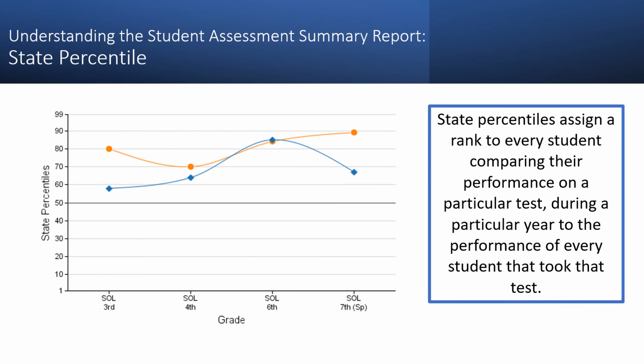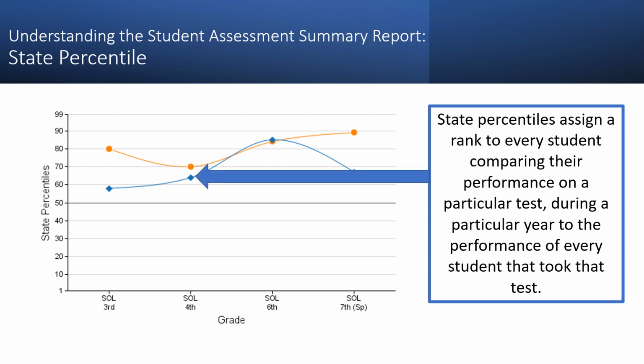To understand the line graph, we will need to understand the state percentile. The state percentile is represented on the graph in 1 through 99 on the axis that is labeled state percentile. What is a state percentile? It assigns rank to every student comparing their performance on a particular test during a particular year to the performance of every other student who also took that same test within that same year.